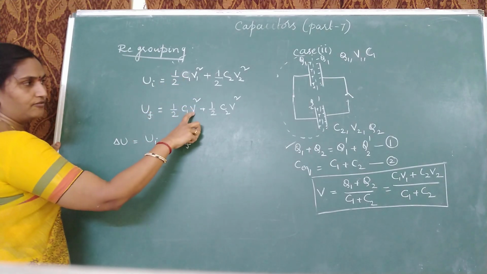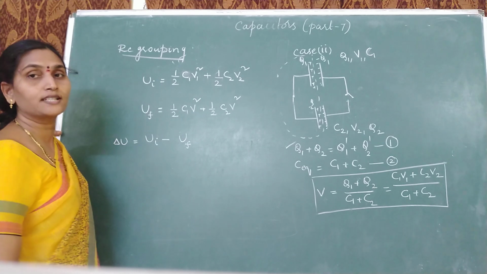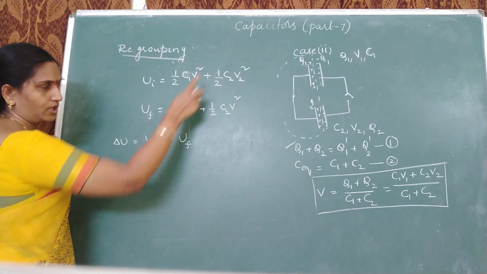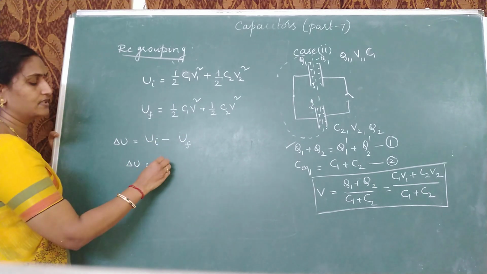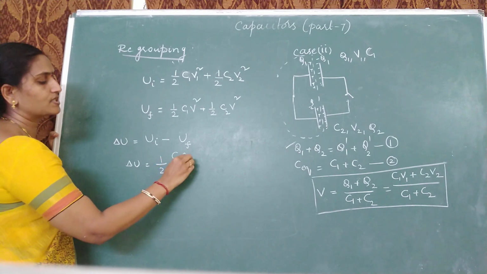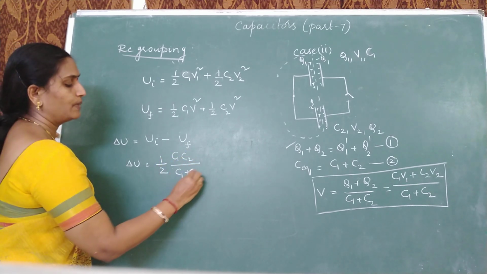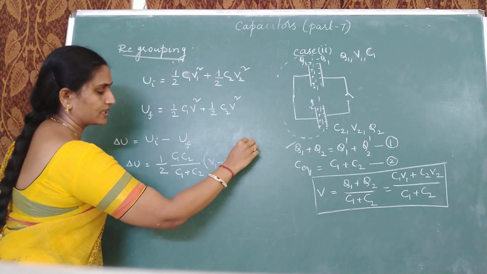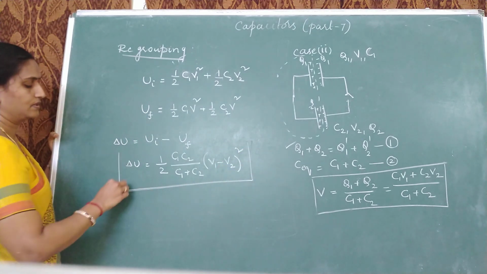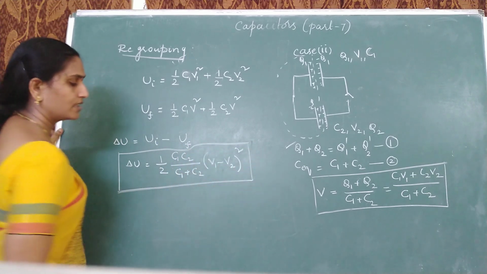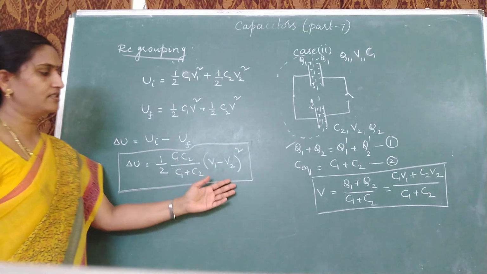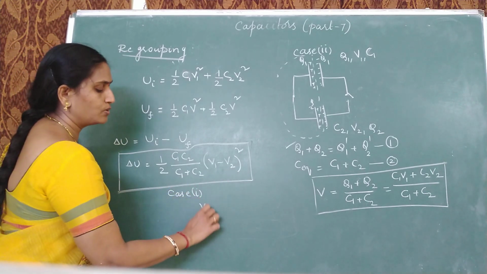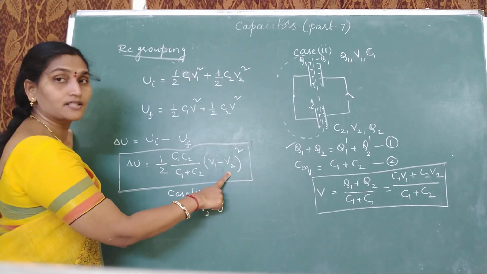So when you replace this V as (C1 V1 plus C2 V2) by (C1 plus C2), I am not showing you the complete derivation. After simplifying this relation, you can put the value, simplify and finally find the answer. You get the answer as half, C1 C2 by (C1 plus C2), into (V1 minus V2) whole square. So this gives you the formula for energy lost in the process. Now you can modify this general relation for all the three cases. For case 1, put V2 equal to 0 because the second capacitor is uncharged.